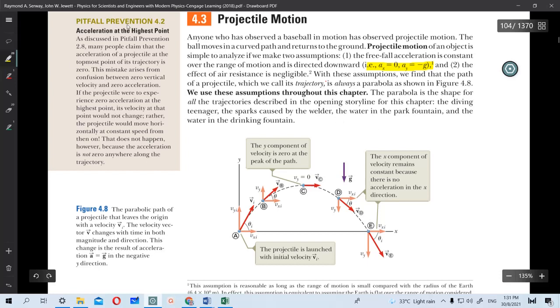However, let's look at the pitfall here. You will find that the velocity at the topmost point of its trajectory is 0 for only the y component, but not x. Remember that x has 0 acceleration, and hence there will be a value of v in the x direction at the highest point.